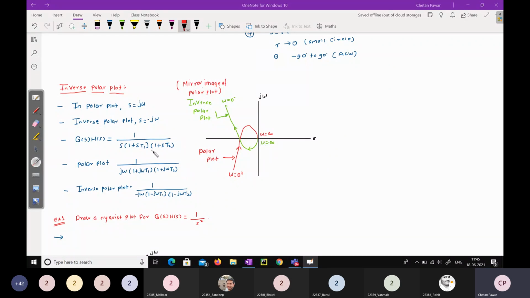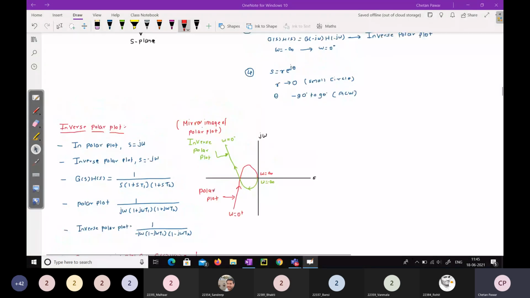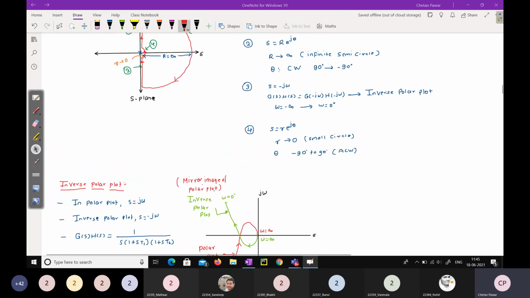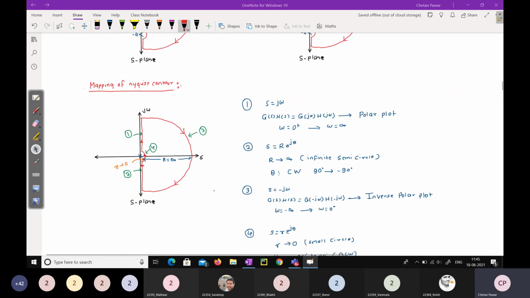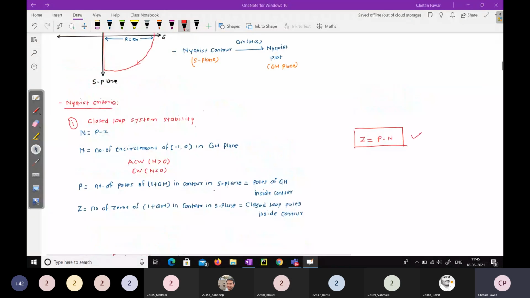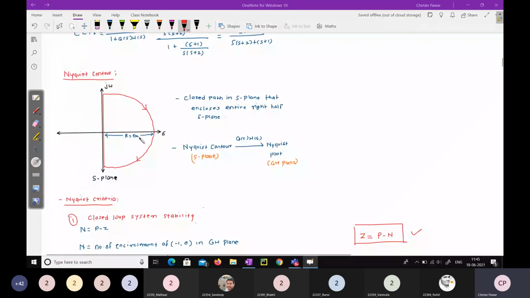Okay, so up to this point we have seen the S-plane mapping. The Nyquist plot is based on that particular concept. Then we have seen the different types of Nyquist contour. So generally the Nyquist contour is the overall right hand side of the S-plane, because we need to find out the poles which are in the right hand side of the S-plane, the closed loop poles. Okay, then only we can determine the stability.